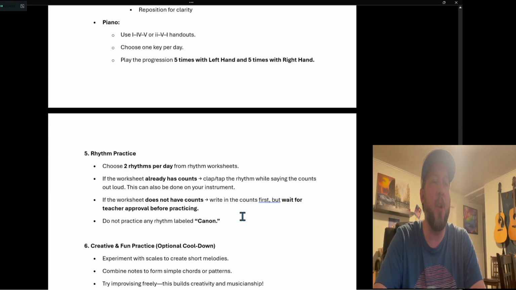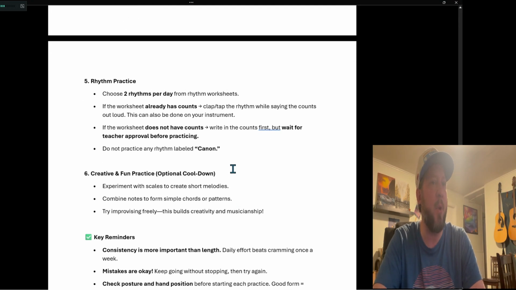All right, next up in our daily practice routine is going to be rhythm practice. You're going to be choosing 2 rhythms per day from the rhythm worksheet. If the worksheet already has counts in it, you're going to go ahead and practice by clapping them, or you can also use your instrument to do so, right? Now, if the worksheet does not have any counts, you're going to write the counts in first, but wait for teacher approval before practicing, right? Do not practice any rhythm labeled canon.